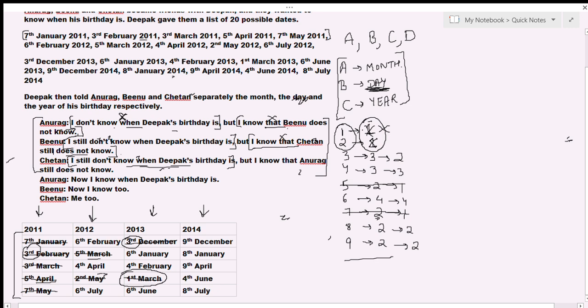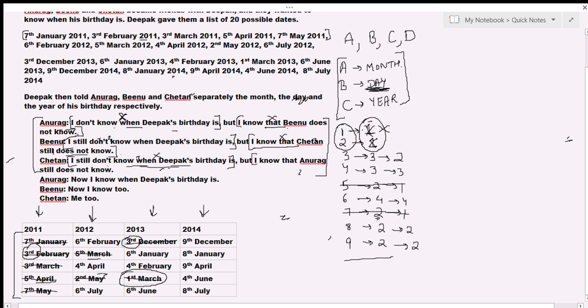What does Chetan know? Chetan knows the year. If Chetan knows the year, and there is more than one possible date in that year, then he obviously doesn't know. See, 2011 is obviously eliminated. 2012 still has 3 possible dates. 2013 has 3 possible dates. 2014 has 5 possible dates remaining. So now, it is obvious that he still doesn't know when Deepak's birthday is. We cannot eliminate anything from here.